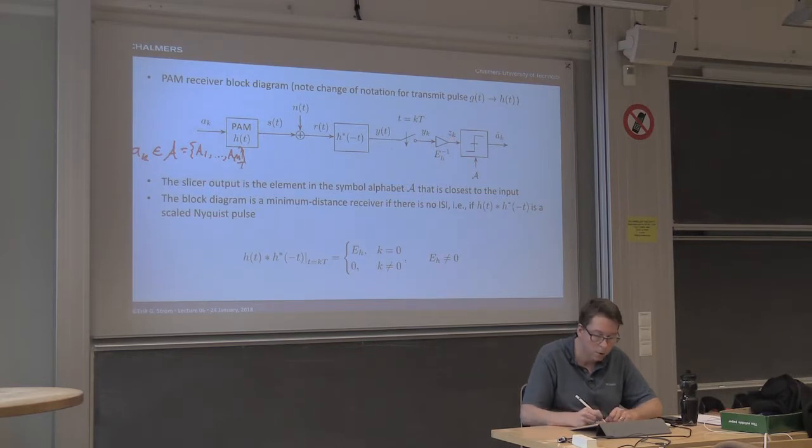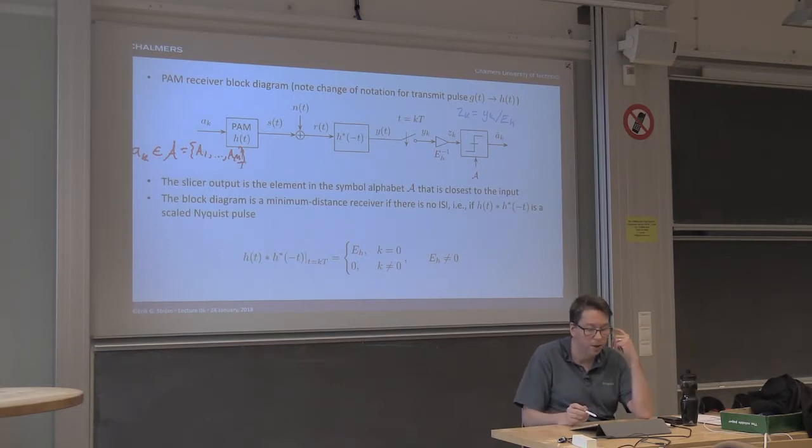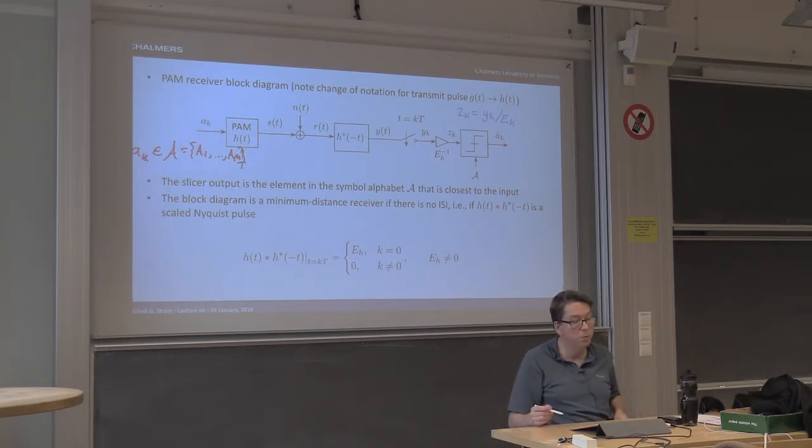Okay, so CK here is YK divided by the energy of H. Okay, that's what this thing does when it goes through this device. This is multiplication with whatever is here. Okay, so that's just to explain the block diagram. Now, the slicer output is therefore the element in the symbol alphabet, curly A, that's closest to the input. That's what it does. And this turns out then to be a minimum distance receiver.